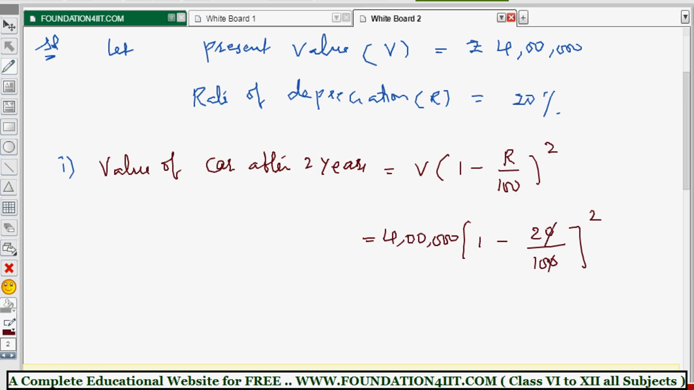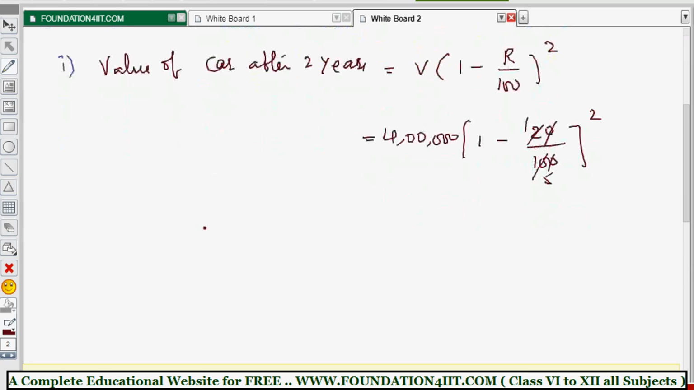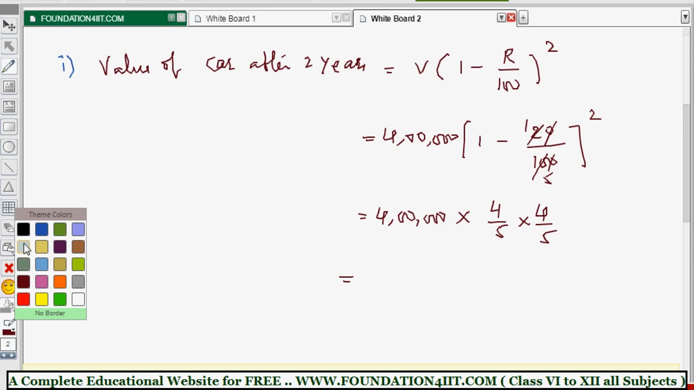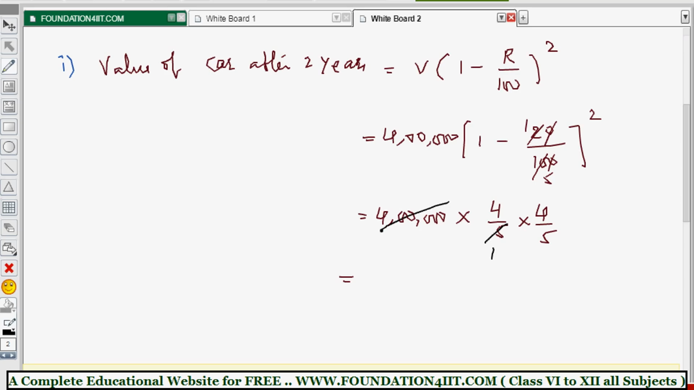Just cancel the zeros, 2 1s are 2, 2 5s are 10. 1 minus 1 by 5, that is 4 lakhs, 1 minus 1 by 5 is 4 by 5 to the power 2. So 4 by 5 is 2 times. Just simplify this value. We'll get the value of the car after 2 years. Right? You can cancel with the 5 table. 5 8s are 40, 000. That means 80,000. Again 5 table, if you cancel, answer 16, with 3 zeros.